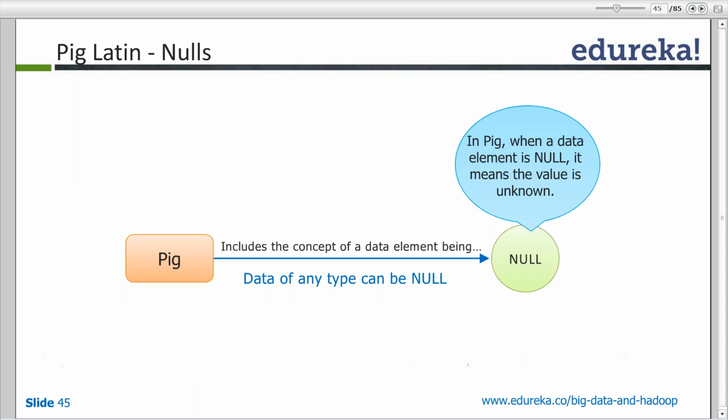So we have already discussed the concept of nulls. Data can contain null. In Pig, data of any type can be null. When you say it is null, that means the value is unknown. So this is an example.